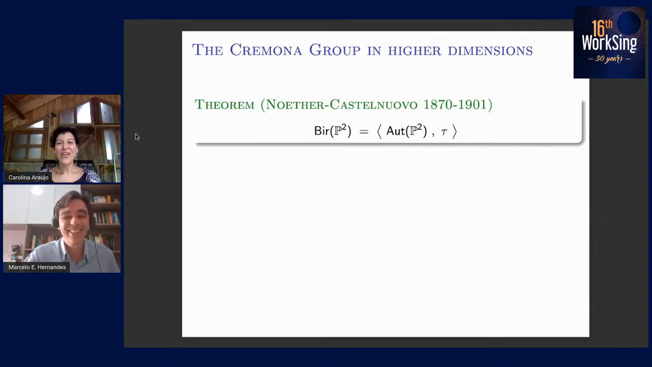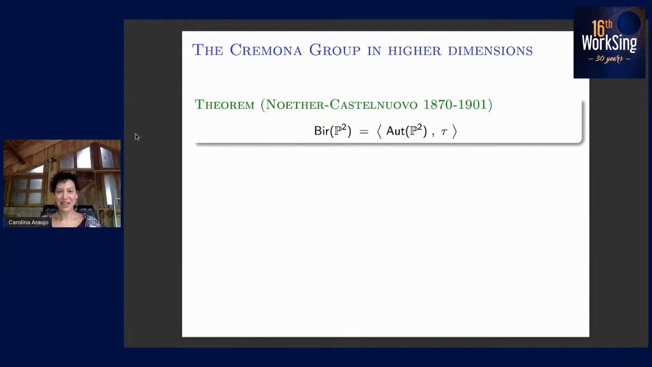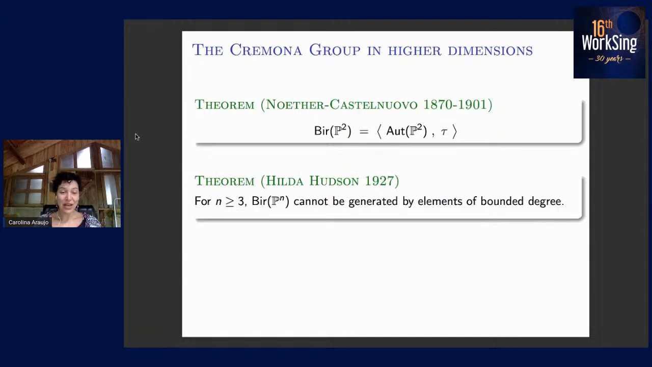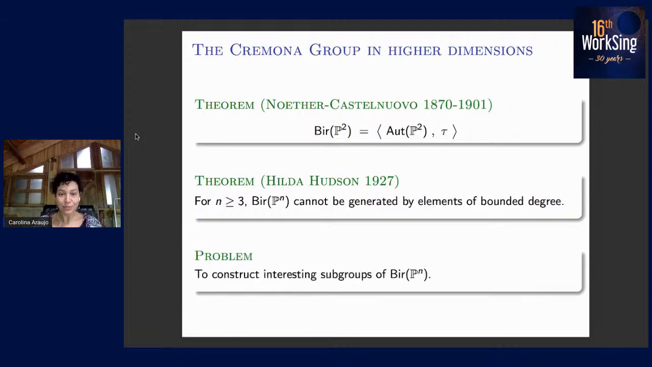Okay, thank you, Marcelo. Now I would like to compare the Noether-Castelnuovo theorem that we have in dimension 2 to what happens in higher dimensions. So the situation now becomes very different. It is known since the work of Hudson in 1927 that for dimensions at least 3, the Cremona group in dimension n cannot be generated by elements of bounded degree. So any set of generators will have to include arbitrarily large degree elements. This is very much in contrast with the dimension 2 case. And we do not know any nice set of generators.